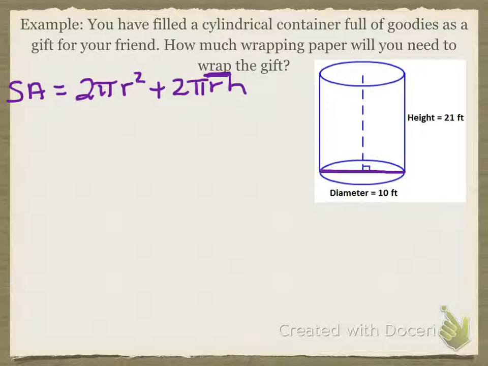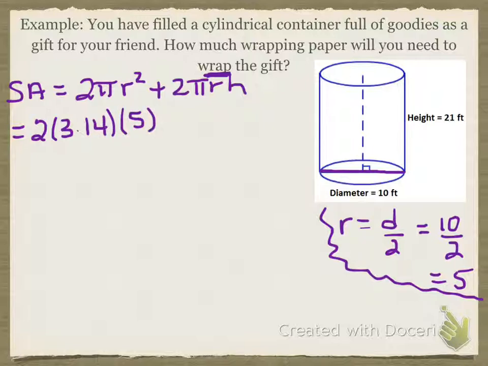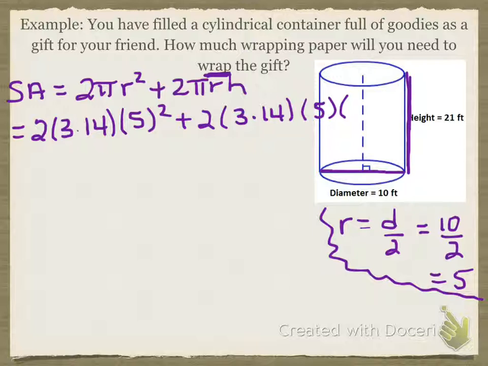So the first thing that we have to do is determine the radius by taking the diameter and dividing it by 2. So that gives me 10 divided by 2, which gives me a radius of 5. So I just do these workings over to the side. So when I fill in my formula, I have 2 pi, which is 3.14, my radius, which I worked out as 5 squared, plus 2 times my pi, which is 3.14, times my radius of 5, times my height of my cylinder right here of 21. We're down into our diagram again.